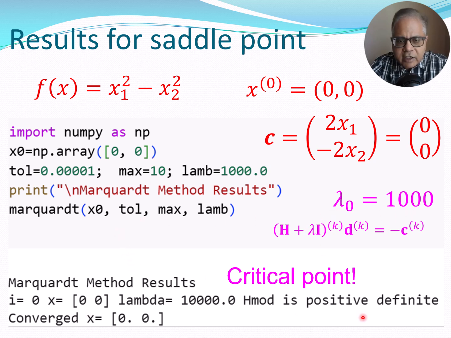Interestingly, it at least declares that it has converged immediately, because since I'm starting from 0, 0, the gradient vector is also going to be 0, 0. And so what this system is going to do is that it's going to have a 0 here, and so dk is also going to be 0. So essentially it is going to converge in the first shot here. This is a very interesting thing which you see here, that our h mod is essentially positive definite and we have converged at this particular point.